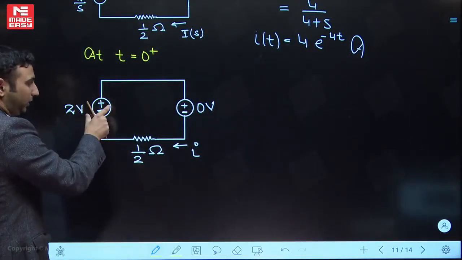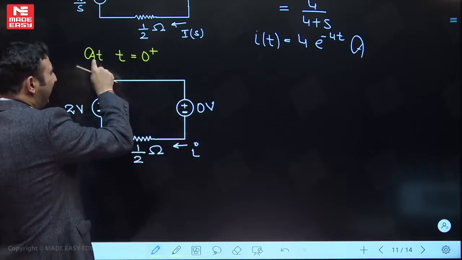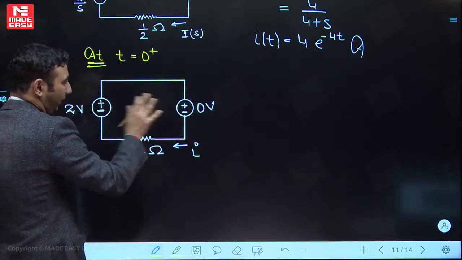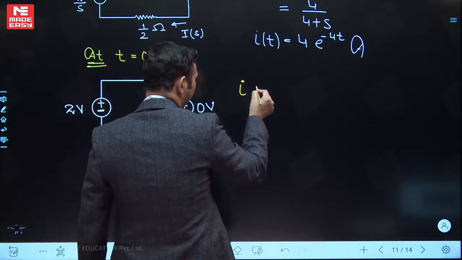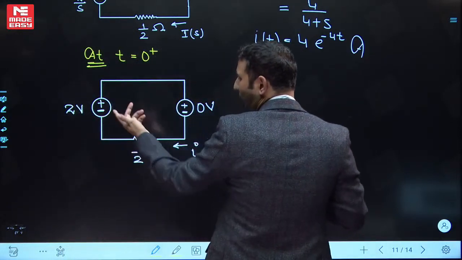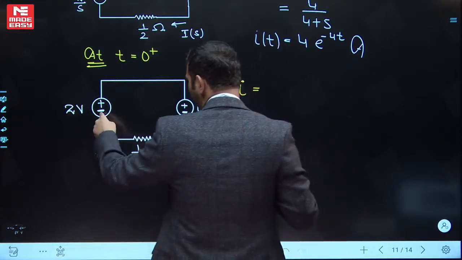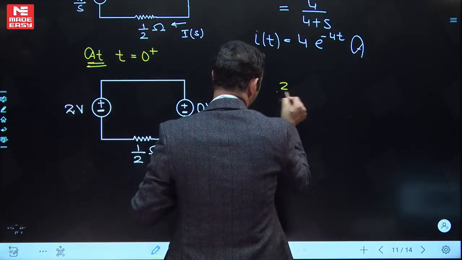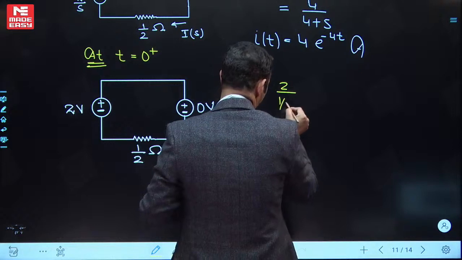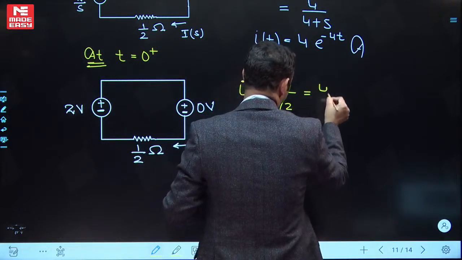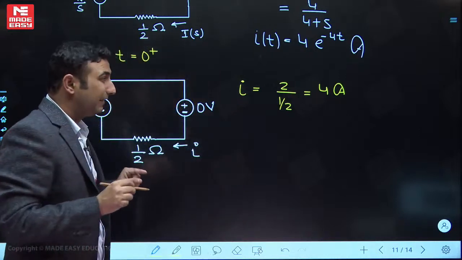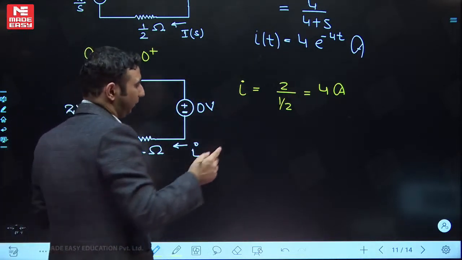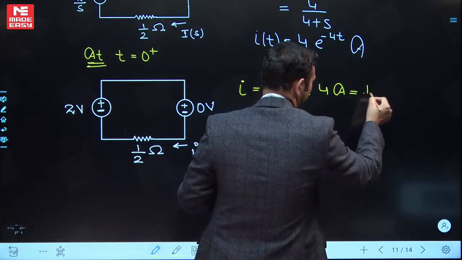First capacitor by 2 volt, second by 0 volt, because at an instant of time it is not going to allow its voltage to change. So from here you can see I, because you can say I also the current to the capacitor. So I will be equal to 2 divided by 1 by 2, so the current is coming as 4 ampere. So initial current, that is at t equal to 0 plus, which we have written as I naught, I have calculated.